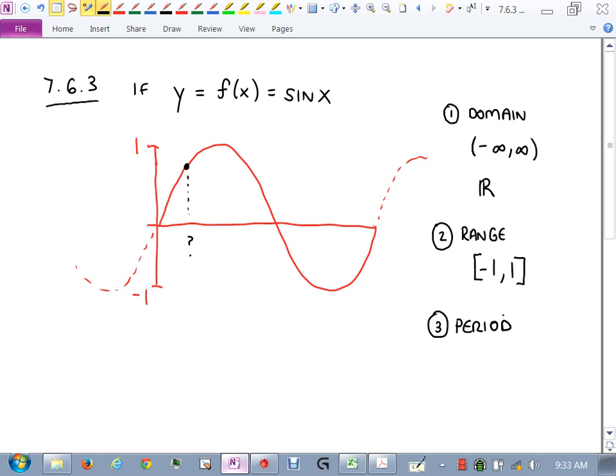Now, when we say something is periodic, like your monthly bills, or the sun coming up every day, it happens at certain intervals. It repeats itself. Well, we want to know, when does this thing repeat itself? What distance does it take for it to start repeating?